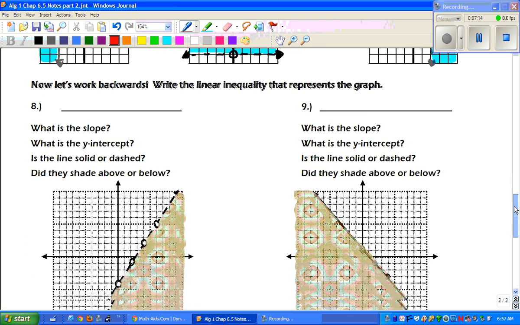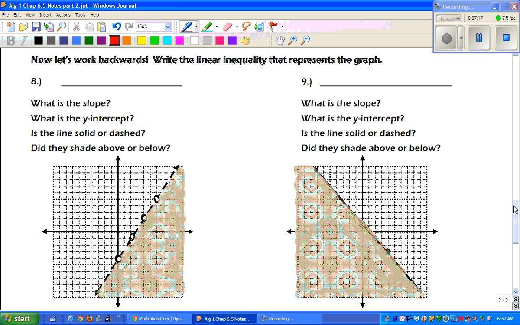So the next part of this lesson is we're going to start working backwards for this, okay? So what we're going to do is look at what the graph says and then figure out what the inequality is, okay? So looking at the 4 questions that we have to ask, that's going to help us. The first thing that we need to find out is what is the slope. So the slope, from left to right, we're going up 3 over 2.